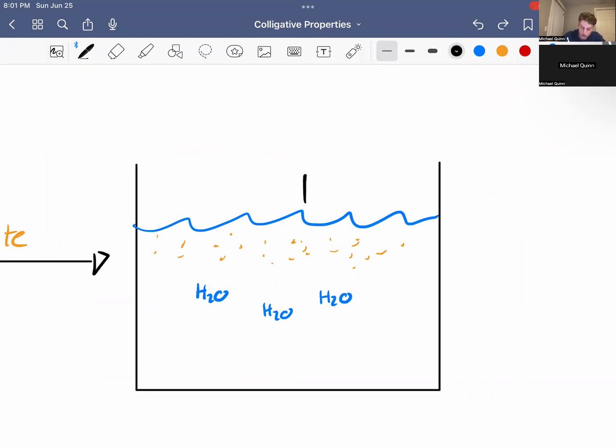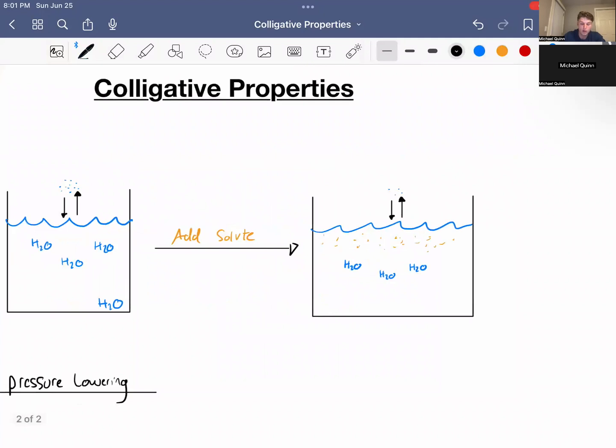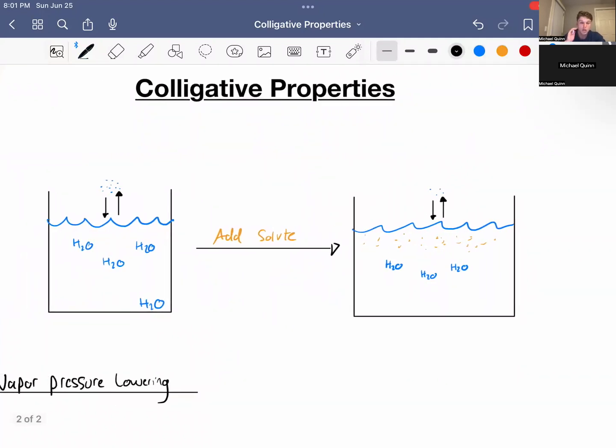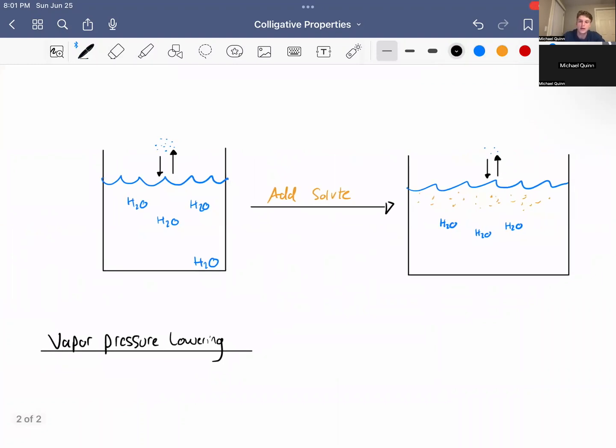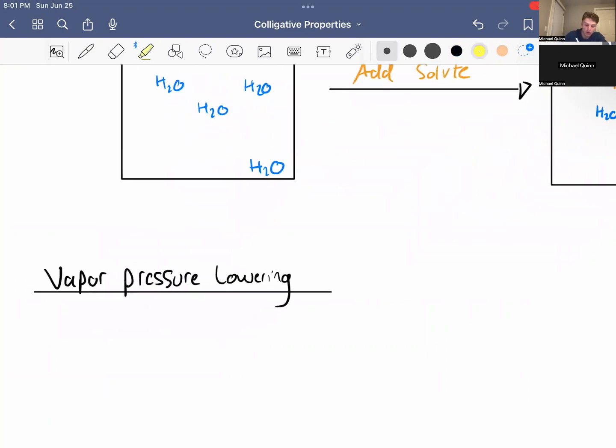In turn, less water is going to escape into the gas phase and is going to establish an equilibrium that is lower than the pure solvent's. So the equilibrium vapor pressure of water when you add a solute goes down because of those solute particles. Hence why we call this property vapor pressure lowering. So the formula that describes this is called Raoult's law.